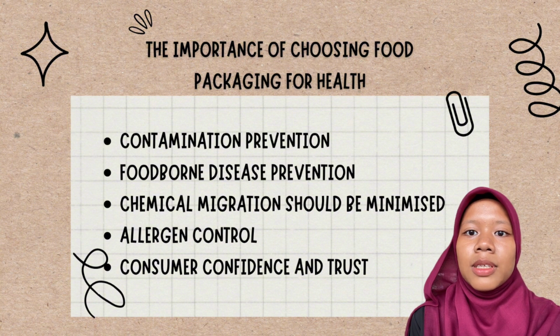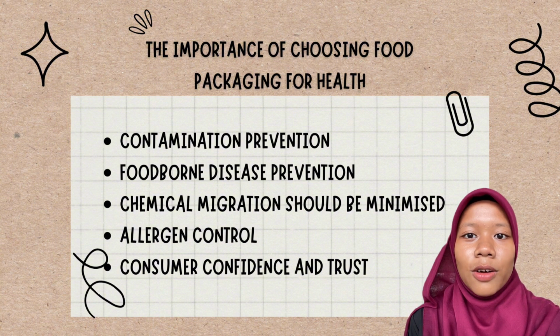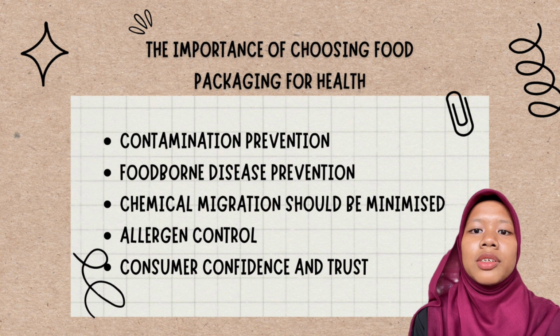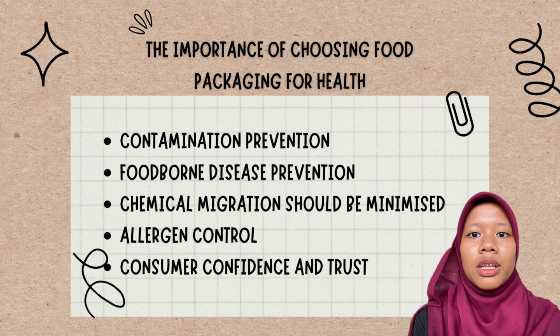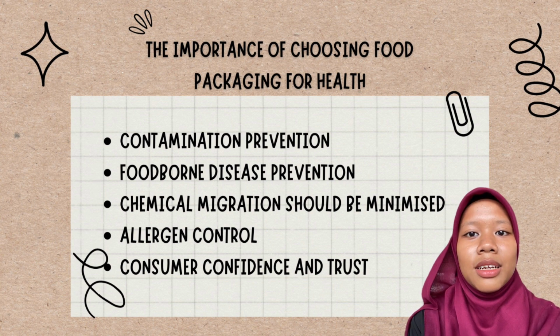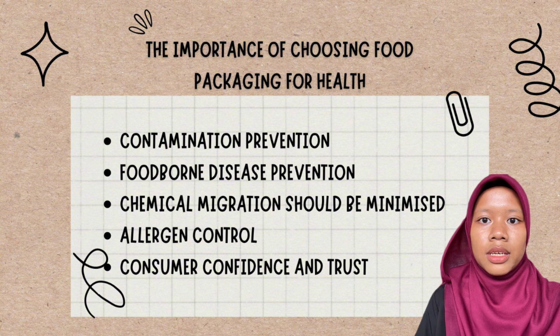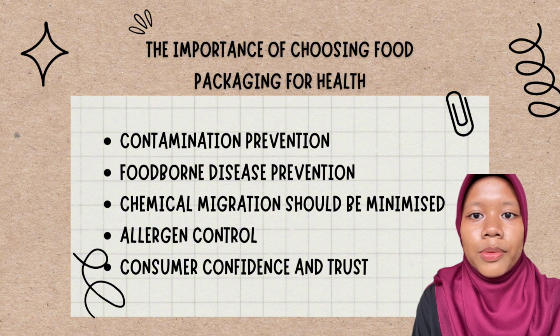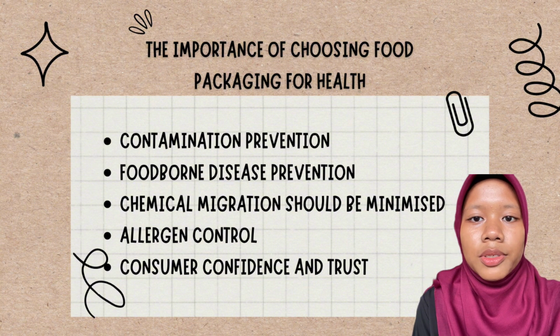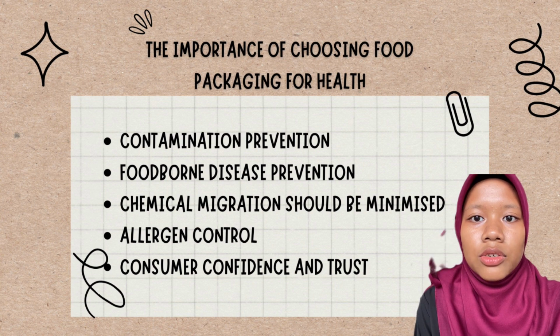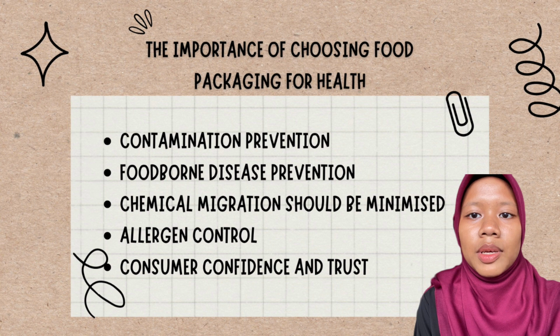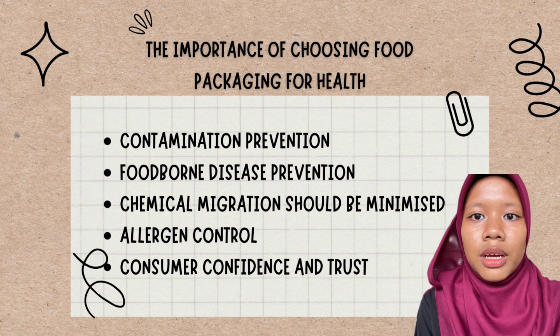Next is foodborne disease prevention. Packaging that fulfills safety requirements reduces the risk of foodborne illness caused by microbiological pathogens. It keeps unwanted bacteria, viruses, and parasites out of food, where they might proliferate and cause sicknesses. Thirdly, chemical migration should be minimized. Food packaging should be free of dangerous compounds that may migrate from the packaging materials into the food. Certain chemicals used in packaging such as bisphenol A, BPA, or pellets might cause a health hazard if they seep into the food.